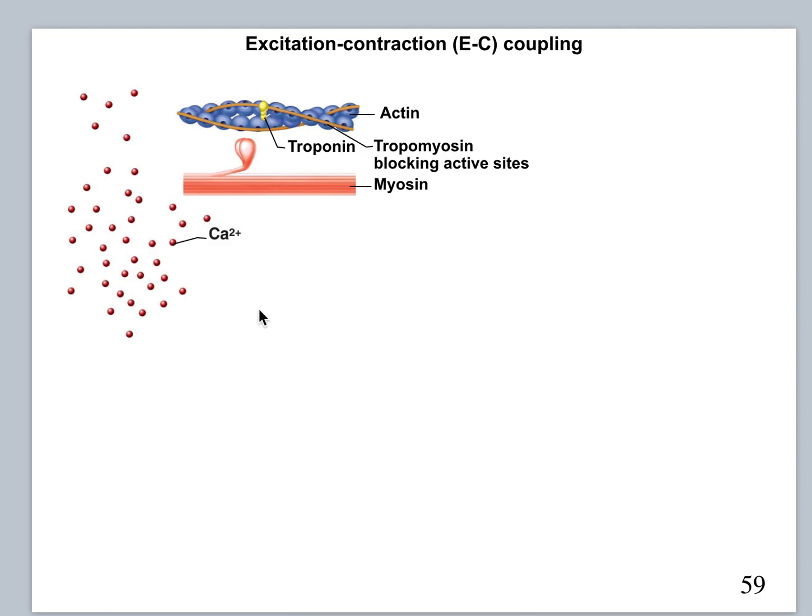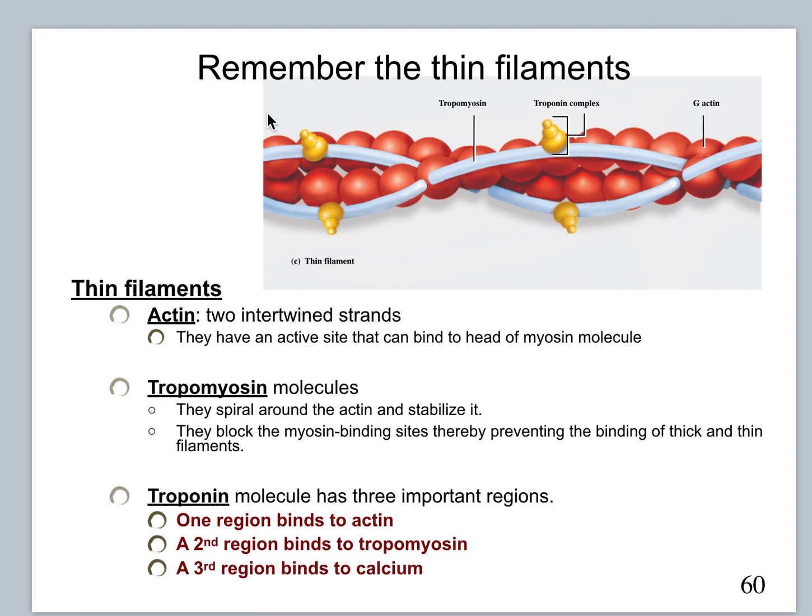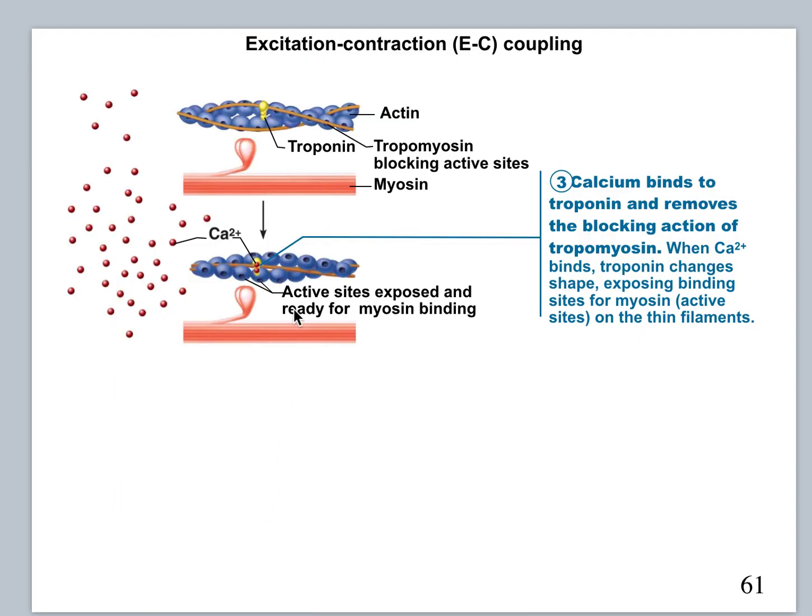Now, remember we talked about the thick filaments and thin filaments. We have our thin filaments here, our thick filaments here. When we talked about the troponin and tropomyosin, troponin had three binding sites. It had a binding site to the actin, a binding site to tropomyosin, and a binding site to calcium. If you look back at that slide, I mentioned that it has a binding site to calcium. Here's where the calcium comes into play. Calcium then binds to the troponin. This is a copy of the slide we saw before. The troponin has one region binding to actin, one region binding to tropomyosin, and a third region that binds to calcium. So the calcium binds to the troponin.